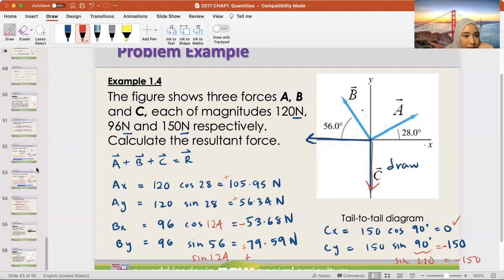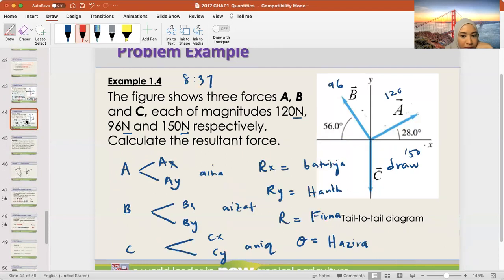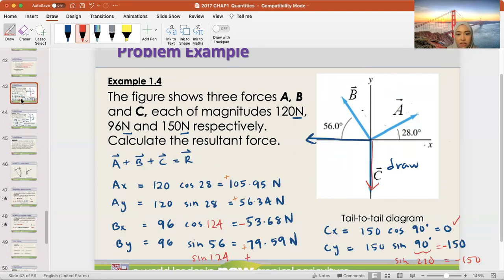Alright. So kita move on to our next one, which is siapa yang tadi? Lupa dah. Batrisha, betul. Okay, Batrisha. So how do I find my Rx and how do I find my Ry?